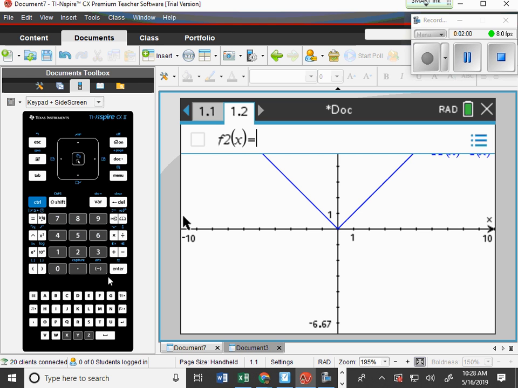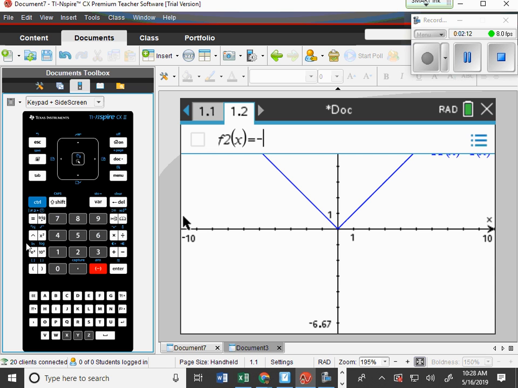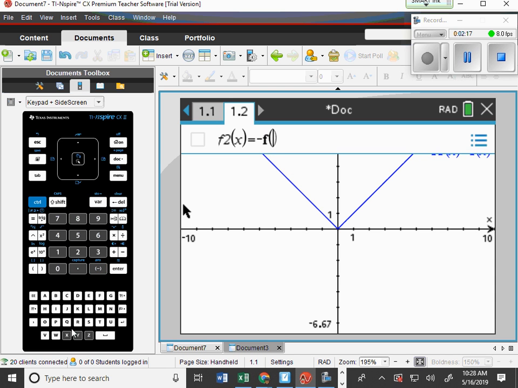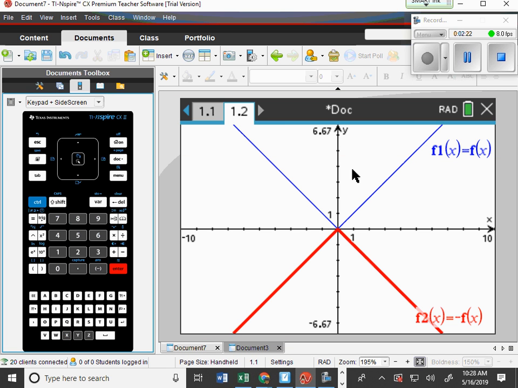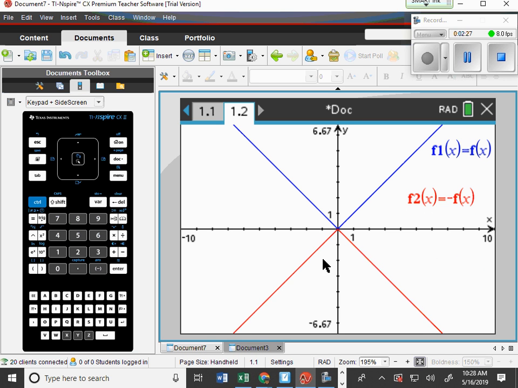First transformation we'll look at is we'll change the value of a. Let's keep it simple. What does negative f of x look like? So I'm going to go negative f of x. We'll get to a in a minute. So when you make f of x negative by putting a negative sign in front of it, it gives you a reflection about the x-axis. So this is a reflection.